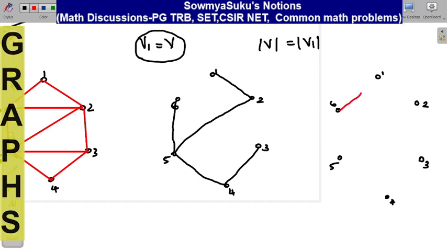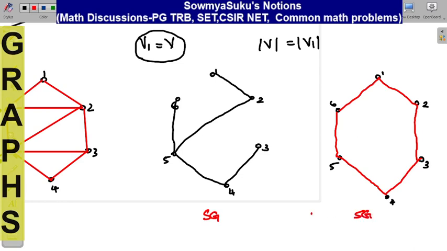The other one I am taking this. The edges drawn should be edges in the original graph, but not all the edges. Right. So this is also a spanning subgraph. This is a spanning subgraph and this is a spanning subgraph.